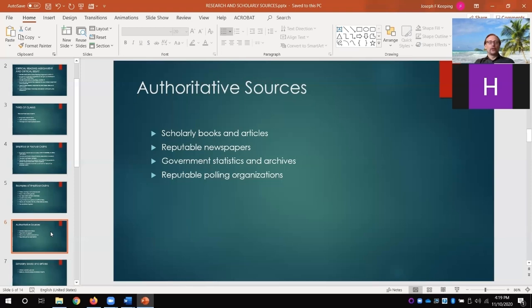Reputable polling organizations. In case it's not clear what's meant by the word poll, I think I talked about that when I talked about statistics. A poll is like, what do Canadians think about whether cannabis should have been legalized? You would like a poll to determine what people think. That's what polls normally are. How do you tell the difference between reputable and non-reputable? Well, let's get into that.